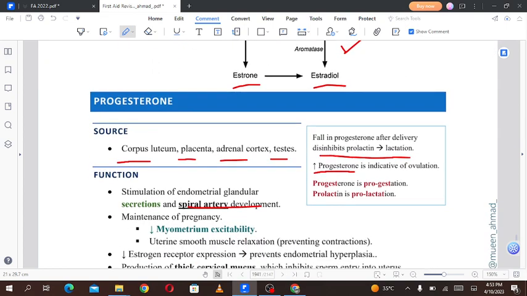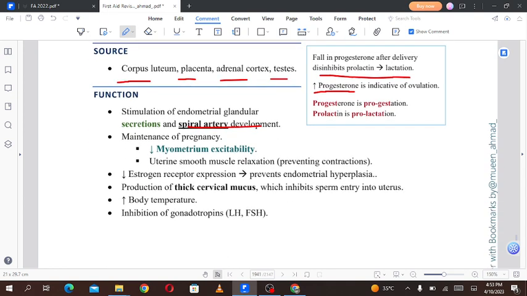Here you can see maintenance of the pregnancy. Stimulation of the endometrial glandular secretion and spiral artery development is mediated by progesterone. Then maintenance of the pregnancy: initially it is formed by the corpus luteum, then the placenta starts producing its own progesterone, and the adrenal cortex and testes produce some amounts as well. Maintenance of pregnancy happens by virtue of progesterone, which decreases myometrium excitability and causes uterine smooth muscle relaxation, preventing contractions.